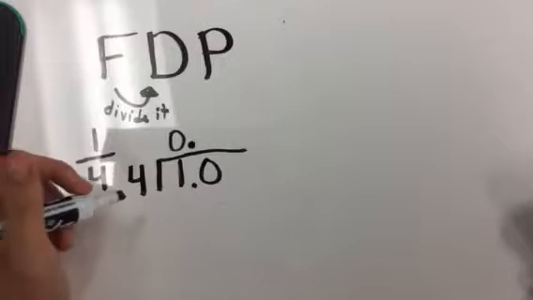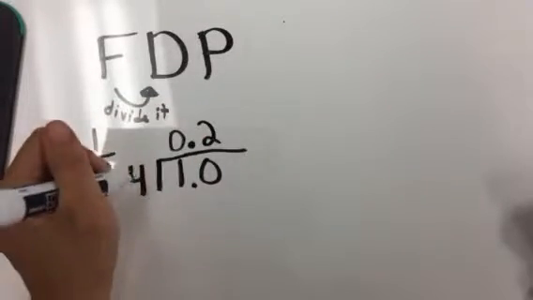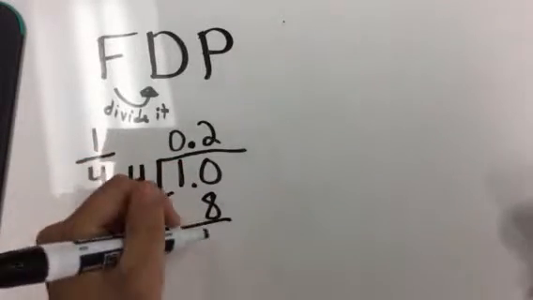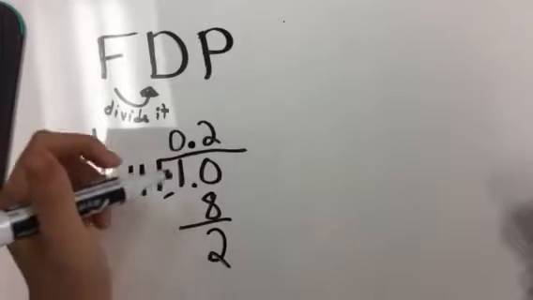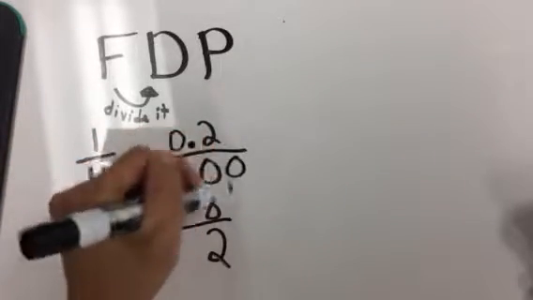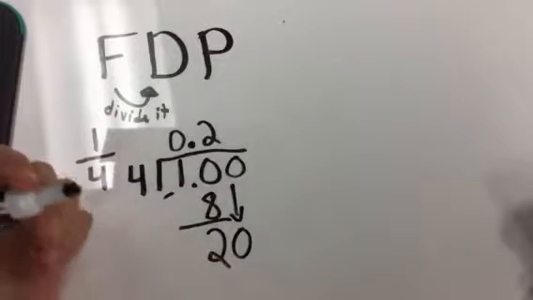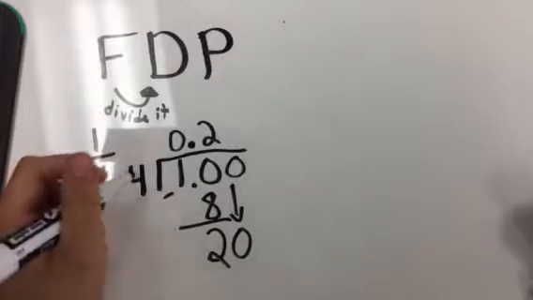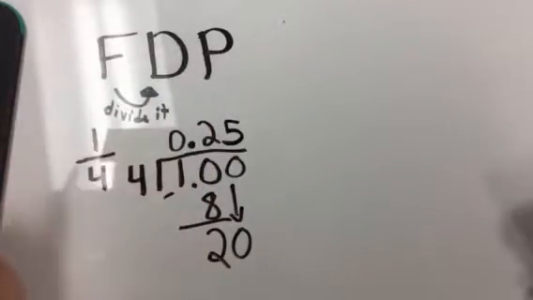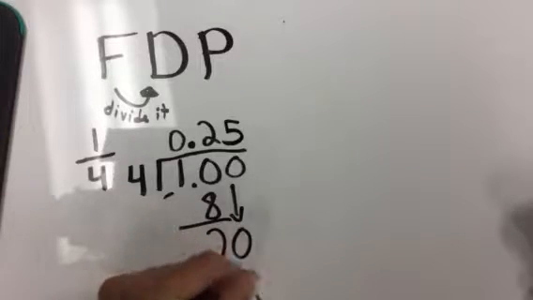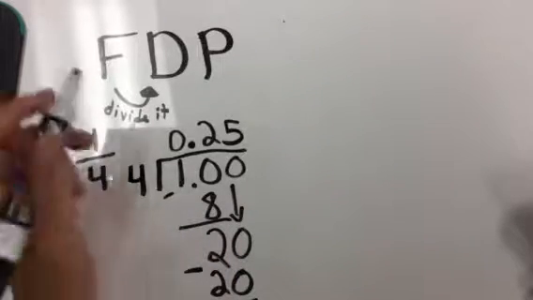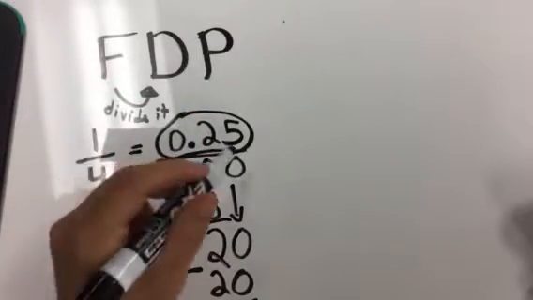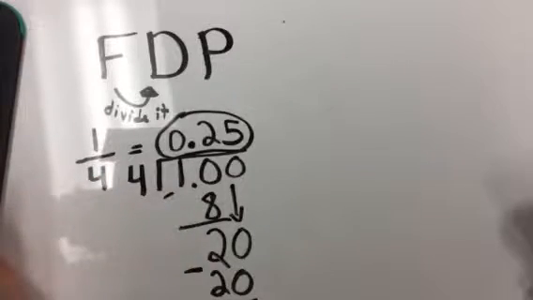4 goes into 10 2 times because 4 times 2 is 8. If I subtract 10 and 8, I should get 2. But we don't believe in remainders in 6th grade. So I'm going to add a 0 and keep going until I have a 0 as a difference. So we have 4 goes into 20 5 times. And because 4 times 5 is 20, we're done. And so 1/4 in decimal form is going to be 25 hundredths, just like this.